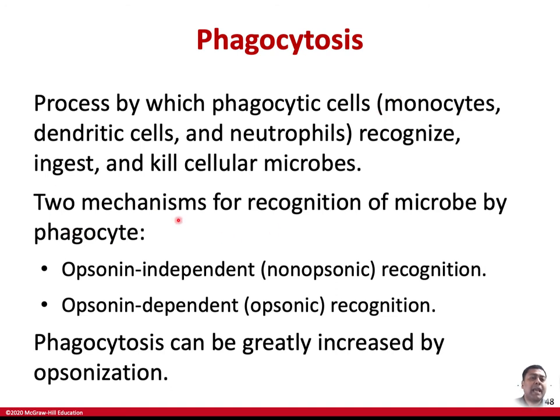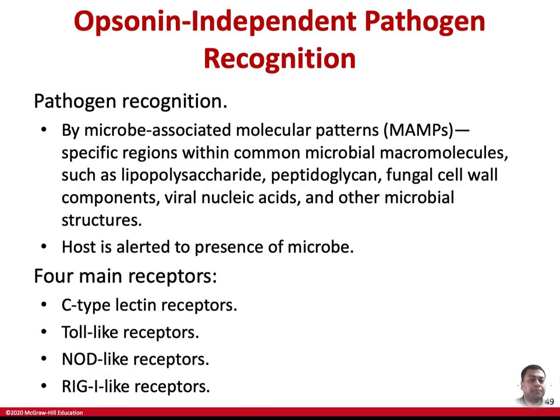Now, there are two mechanisms for recognition of microbes by the phagocyte: opsonin-independent, or non-opsonic recognition, and opsonin-dependent recognition. And phagocytosis can be greatly increased by opsonization. We talked about that, with the help of an antibody, with the help of a C3b coat protein, or C3b as well as antibodies both together.